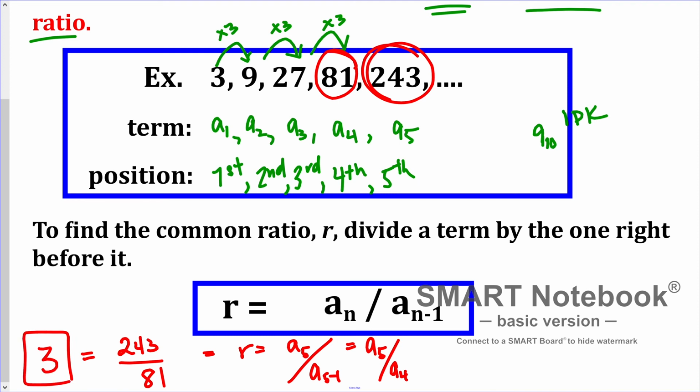And I want to just double check it. So now I want to take another combo of numbers. So I'm going to take 81 and 27. So I'm just going to double check. 81 divided by 27. Again, I get 3. Great. That means it's common, right? It's staying consistent. It's not changing, no matter what two consecutive terms I pick. All right.